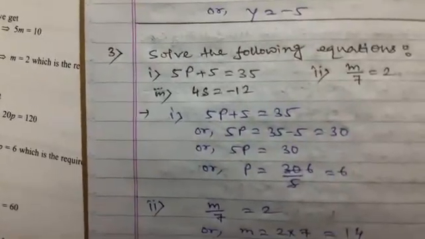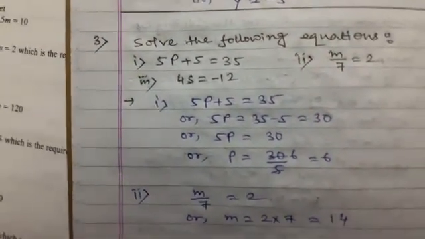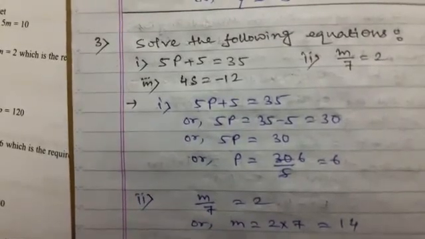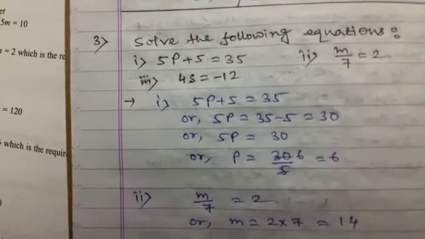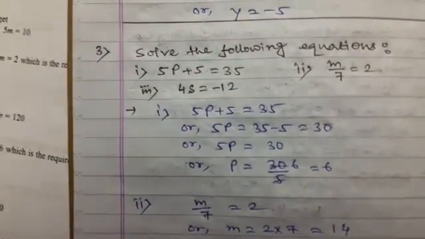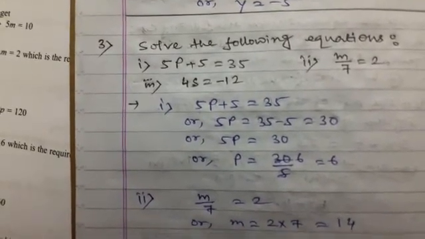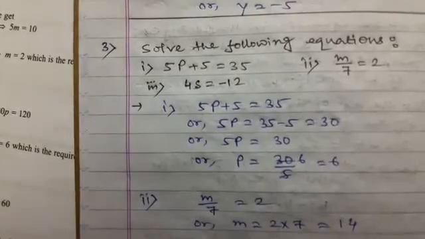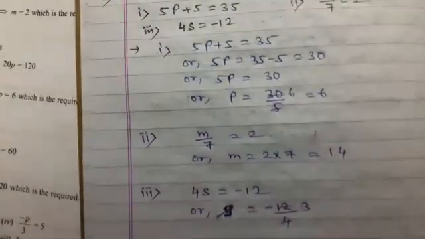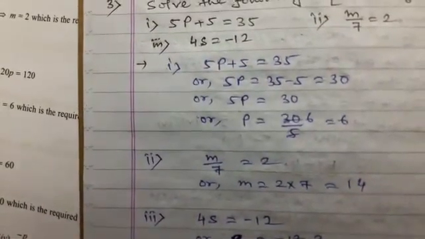See, number 3, 5p plus 5 equal to 35. So 5p equal to 35 minus 5, because left hand side 5, I am taking it in right hand side, that's why sign change. So 35 minus 5 equal to 30. So 5p equal to 30 and p equal to 30 by 5. That means 6.